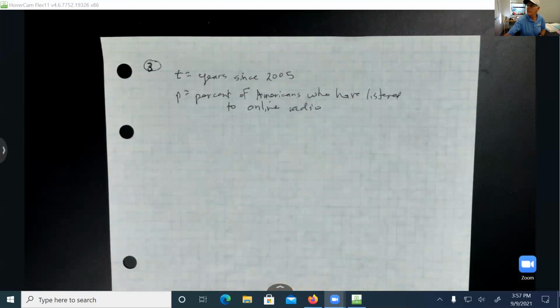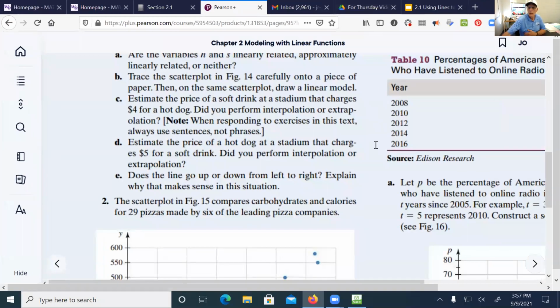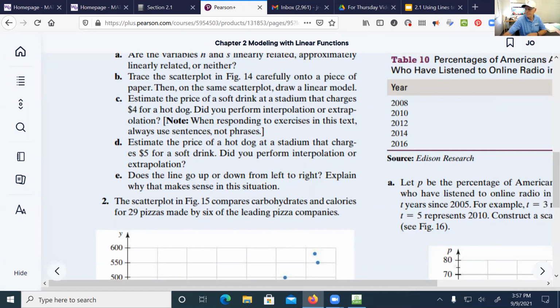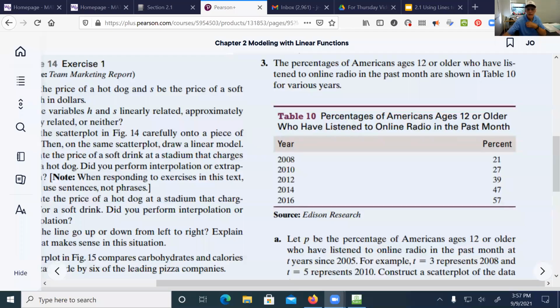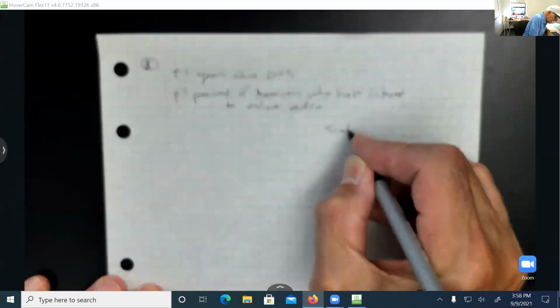So let's now look at our data set. Our data set for number 3, 2008 will be 3. This will be 5. 2012 will be 7. The year here is going to be on the horizontal axis. And on the vertical axis, we're going to have the percent. That's the output. So the first thing we need to do is figure out the scale on the percent. My largest value is 57. So let me show you how to calculate the scale. Scale for P.